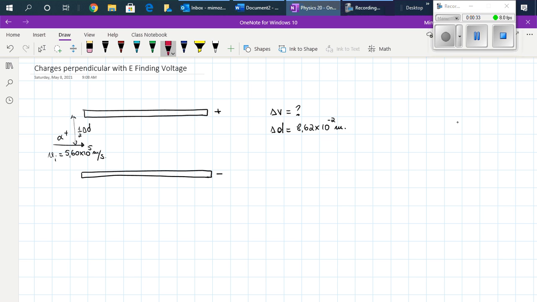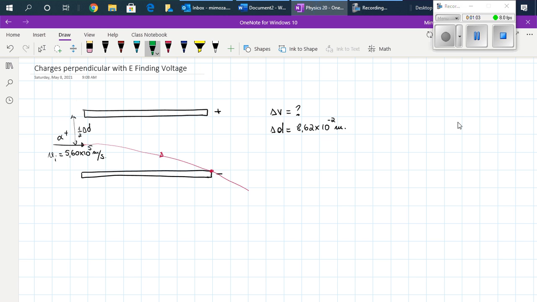So first, let's discuss what is the path that the alpha particle is doing in this case. Since the alpha particle is positively charged and it is barely passing the plate, the path that the alpha particle will do will be something like this. So it is barely passing the negative plate. It is going toward the negative plate because the alpha particle is positively charged.